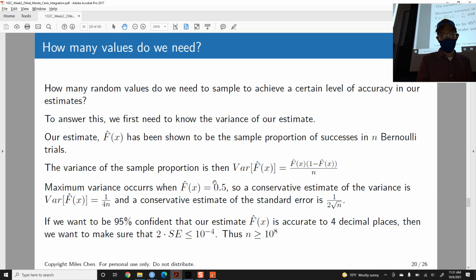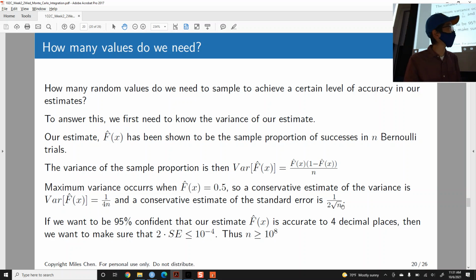The maximum variance happens if you have 0.5, so if we were to be conservative and assume maximum variance, then the variance of any estimator f hat has to be this or less, which is 1 over 4n. And so an estimate of the standard error is going to be 1 over 2 square root of n. This is going to be our biggest value as far as the standard error is concerned.